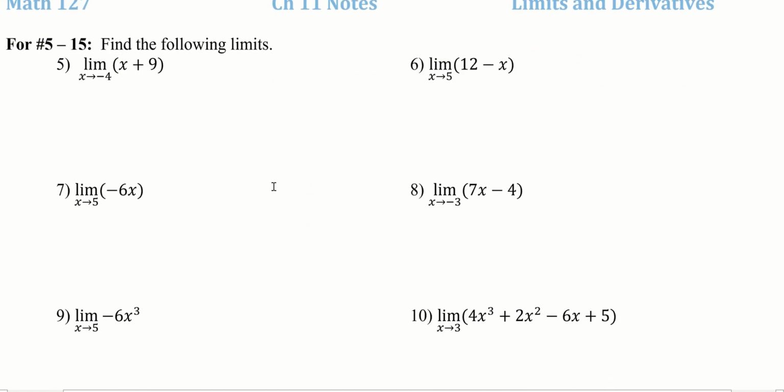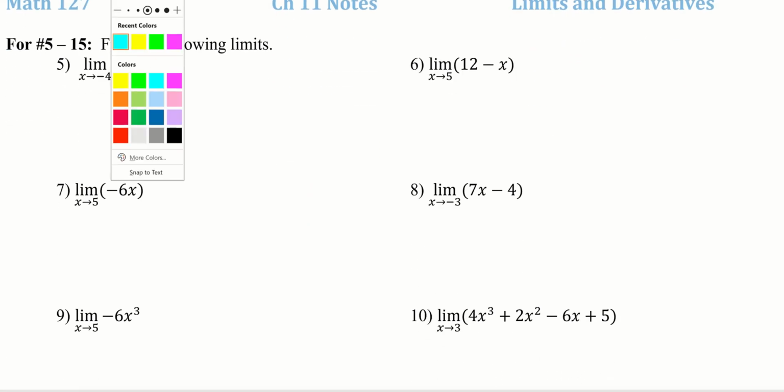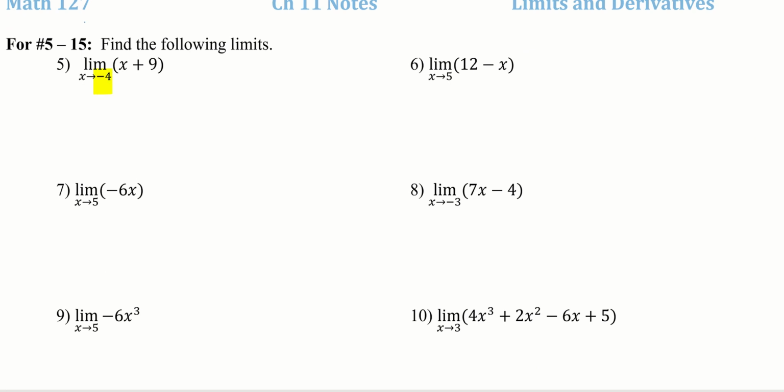So in this case, for the first one, number 5 here, it says x approaches -4. So all I'm going to do is plug that value in for x. I'm going to substitute it in. So I end up with -4 plus 9, which would give me 5. Done. Substitute this in right there. So we'd have 12 minus 5, which would give me 7. Not too crazy on these initial properties, right?